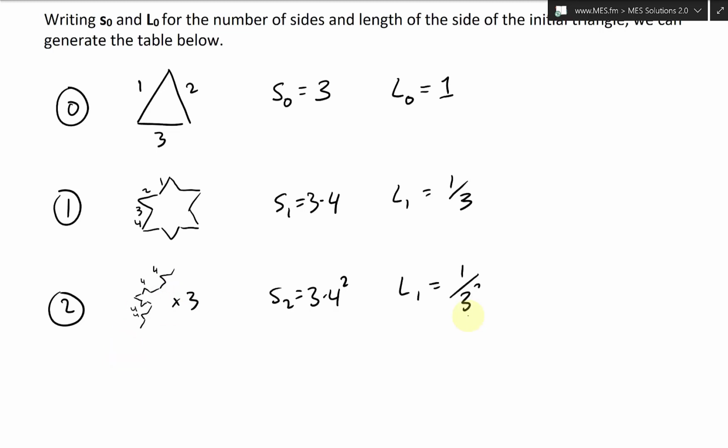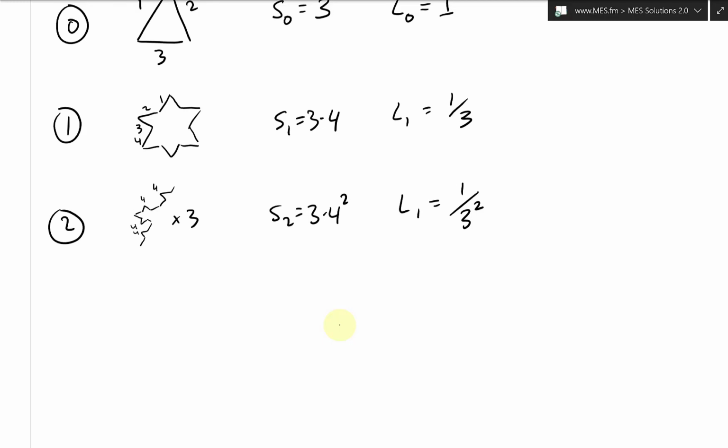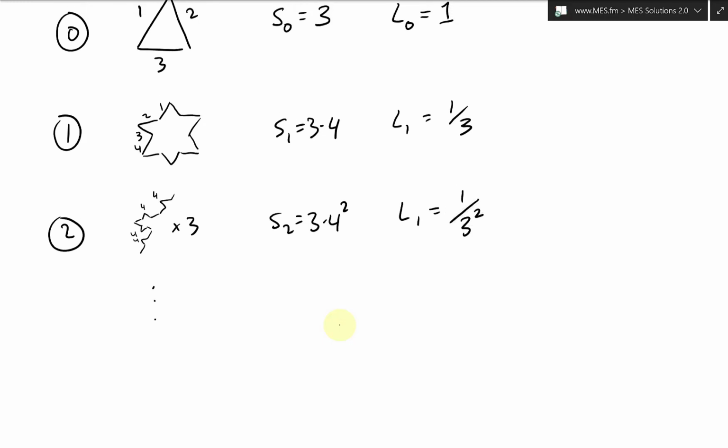So each time it's a third of the previous one, and it keeps going on and on, dot, dot, dot. So for the nth construction, we get Sn is equal to 3 times 4 to the n, then Ln is equal to 1 over 3 to the n, like that.